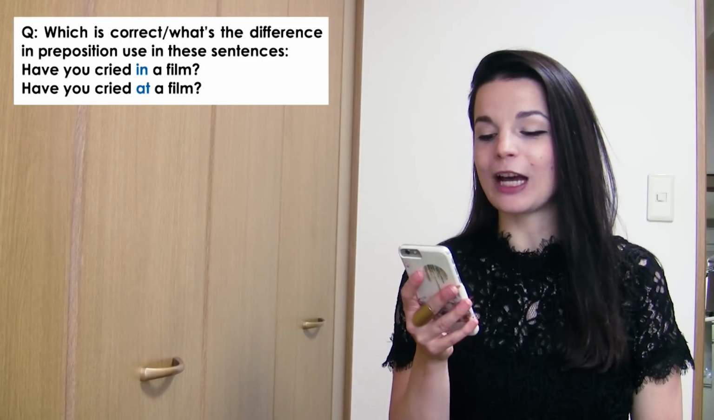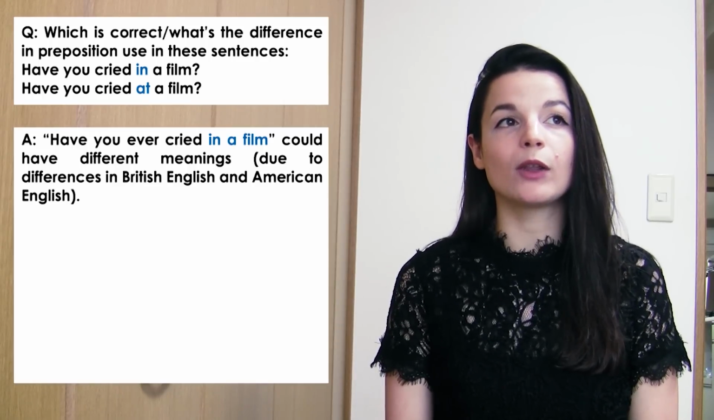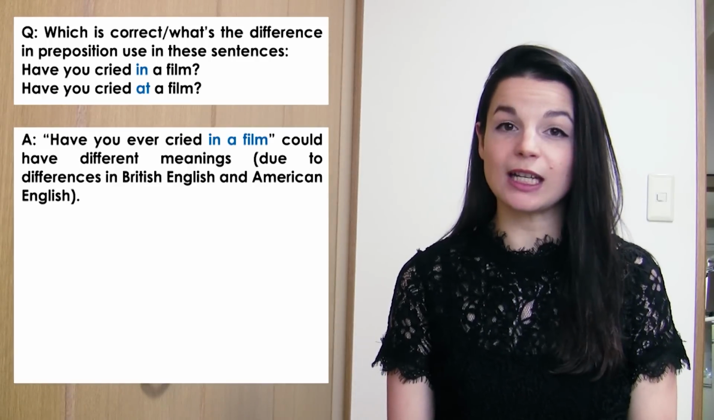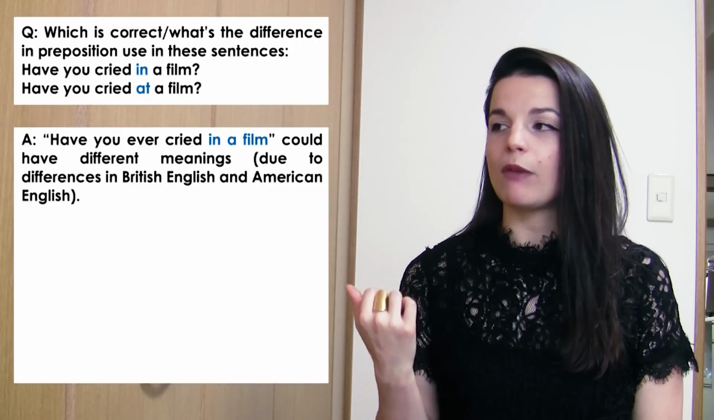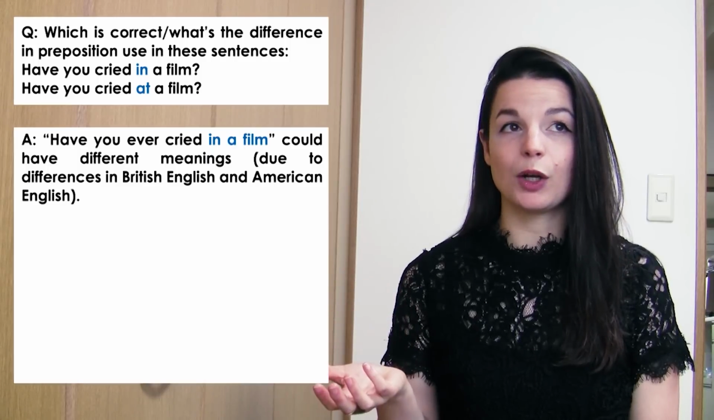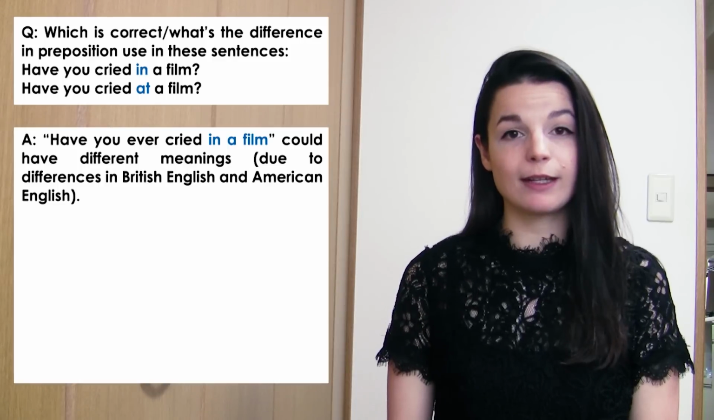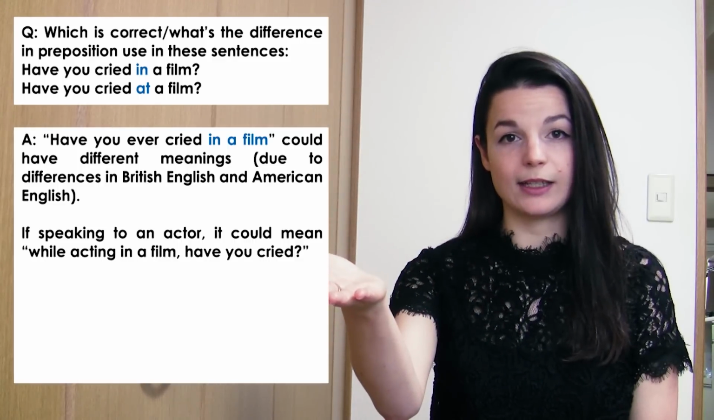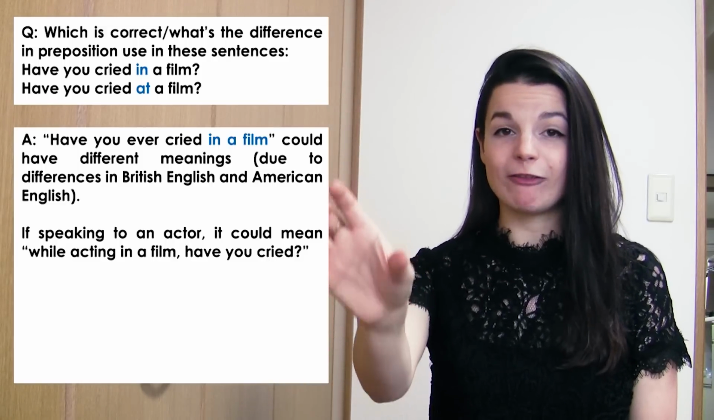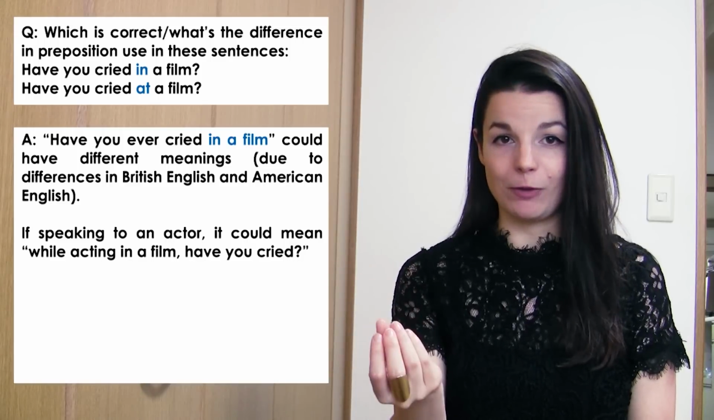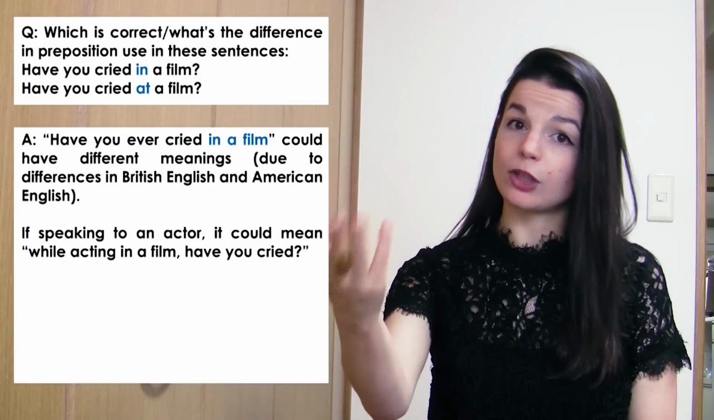Let's take a look at the first one. Have you ever cried in a film? This is actually a point where the differences between British English and American English might come into play a little bit. Have you ever cried in a film? Could have a few different meanings depending on the situation. If, for example, you are speaking to an actor and you say, have you ever cried in a film? Meaning, when you were in a film, when you were acting in a film, did you cry at any point in time?